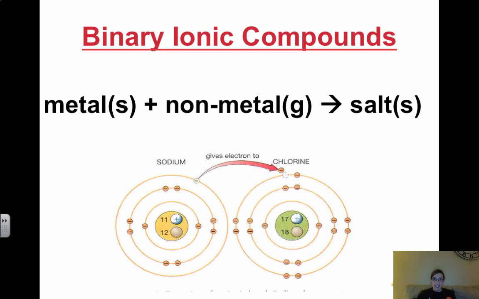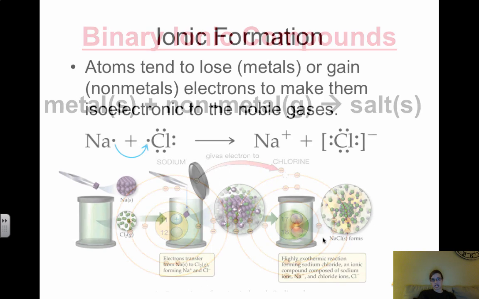So we're just going to look at binary ionic compounds. All that means is we have a metal plus a nonmetal, and it forms a salt. We have a solid metal, we have a gaseous nonmetal, and it forms a solid salt. Ionic compounds are all about the electrostatic attraction between the positive metal cation and the negative nonmetal anion. What happens is our metal gives the electron to the nonmetal. The metal becomes positive, the nonmetal becomes negative.